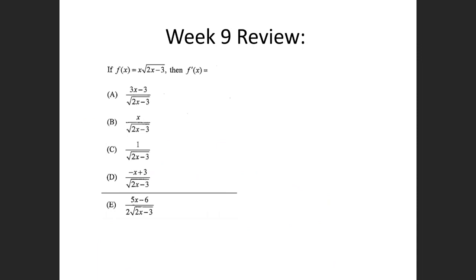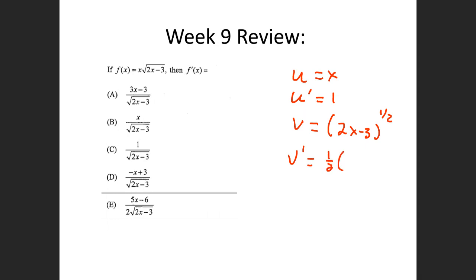All right. Now a problem like this, you're dealing with the product rule and the chain rule. So if I was going to do this problem, first thing I would do is rewrite this as u prime. So u is equal to x, u prime is equal to 1. V is equal to, I'm going to write it this way because I know I can't take the derivative of a radical. And then the derivative of that is going to be 1/2 2x minus 3 to the negative 1/2 times the derivative of the middle, which is just 2. So these 2's cross off. So it's just 1 over the square root of 2x minus 3.